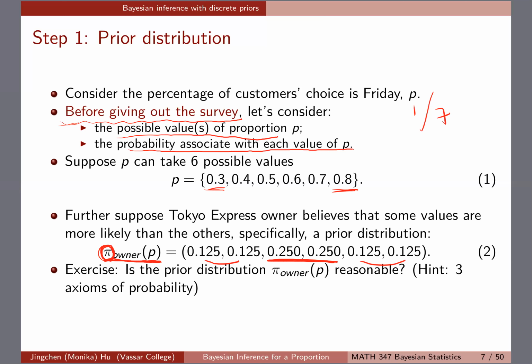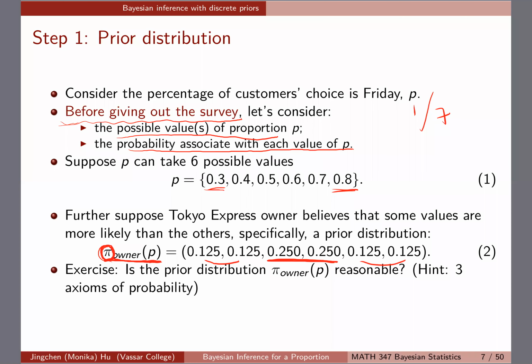Right? So really quick here for you all, is this prior distribution reasonable? Meaning that you should check this against the 3 axioms of probability, and you can come up with other prior distributions easily, but regardless, you should always try to make sure that it is reasonable in the sense that it does follow the 3 axioms of probability. So let me just pause here for 1 minute so you can talk to your neighbors to make sure that we all know how to check, and then justify that this choice is a reasonable choice.